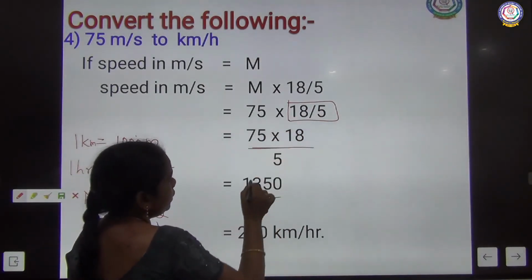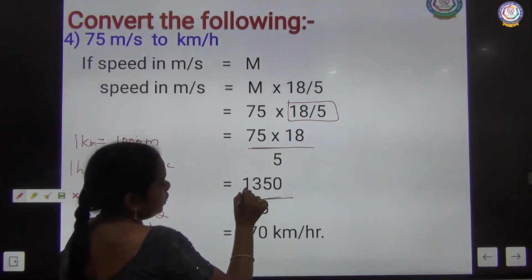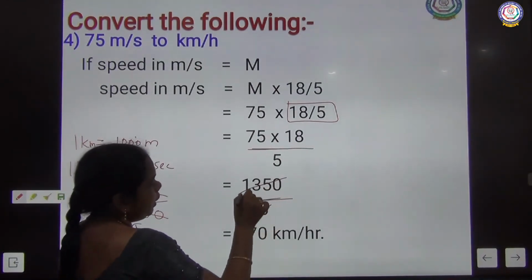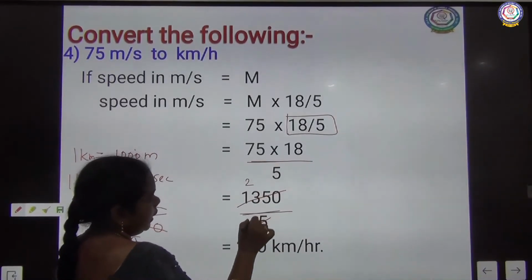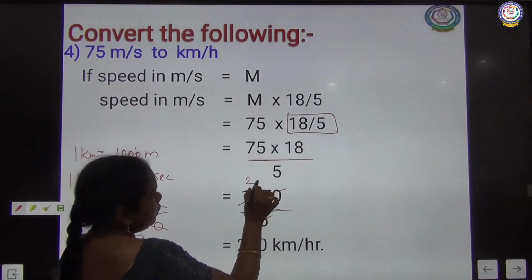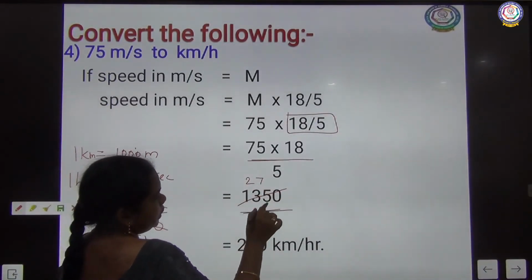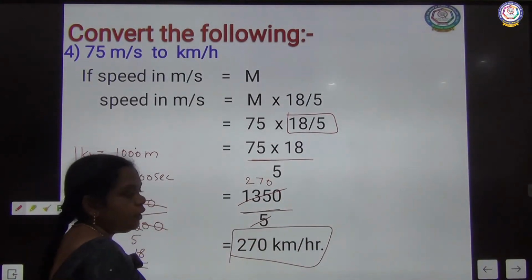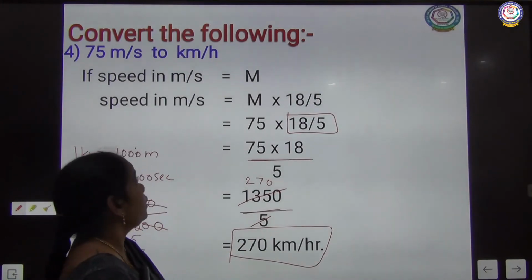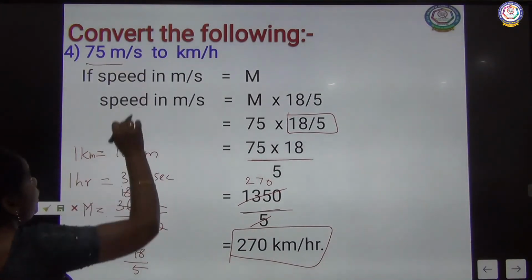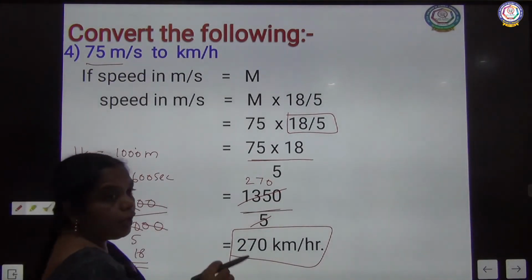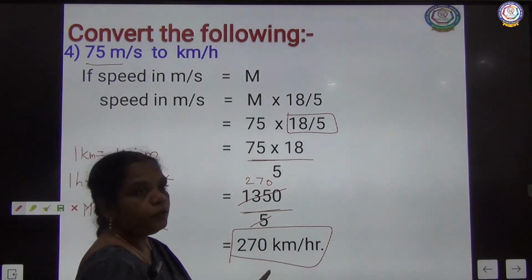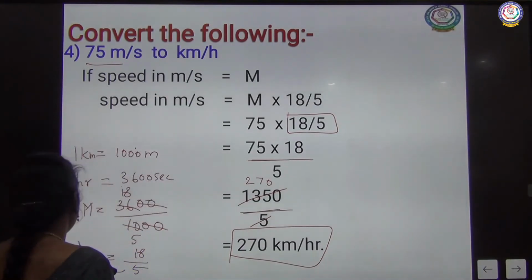You are multiplying this, you are going to get 1350. If you divide this, 2 5s are 10, remainder 3, 35, 7 5s are 35 and 0. So by calculating, 75 meter per second, if you convert this into kilometer per hour, you are going to get 270 kilometer per hour.